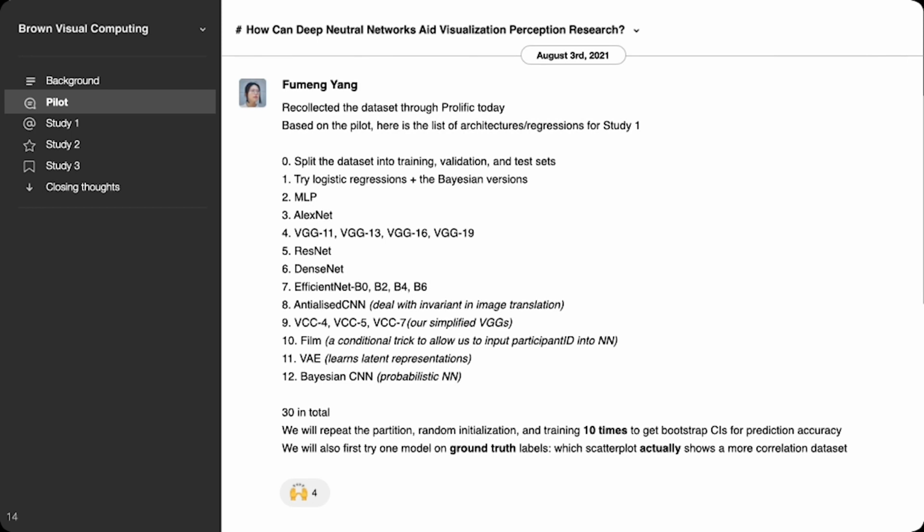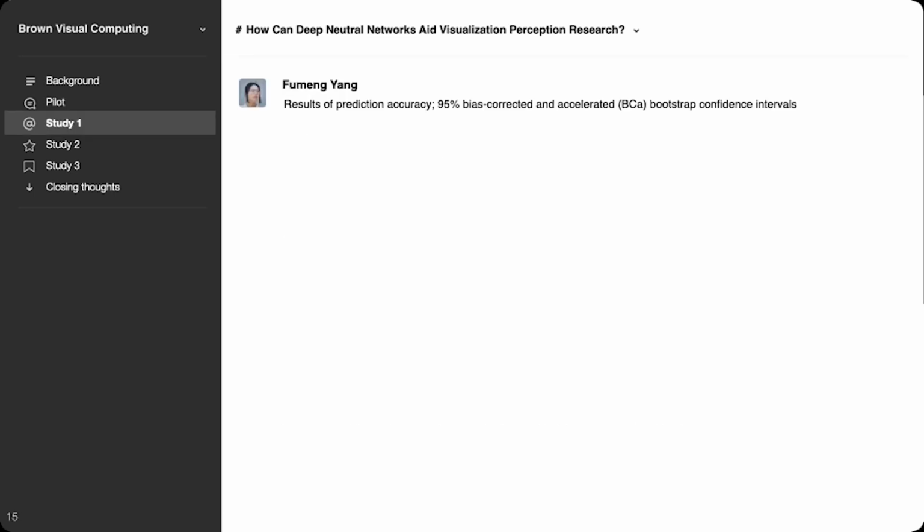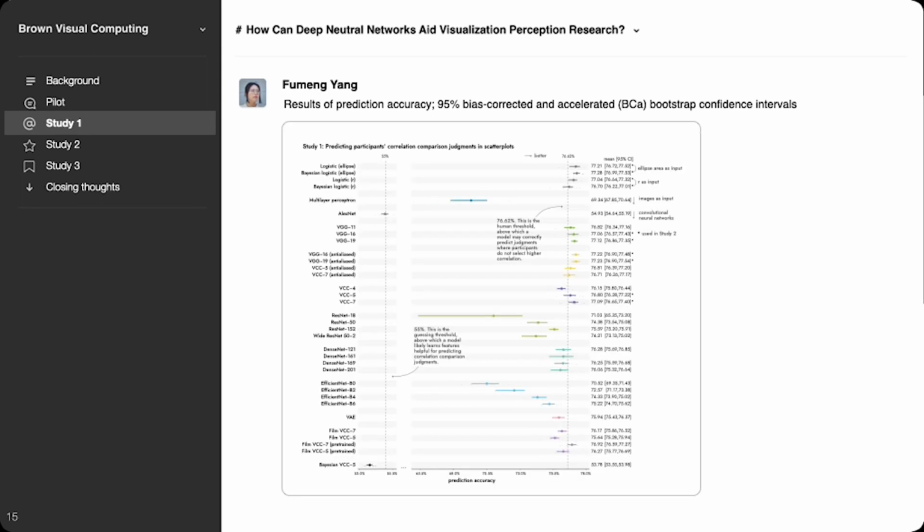I'm not going to read the whole experimental protocol here, but I want to point out we repeated the whole fitting process 10 times and had a sanity check. We then calculate the bootstrap confidence intervals for prediction accuracy and compare them across different architectures.